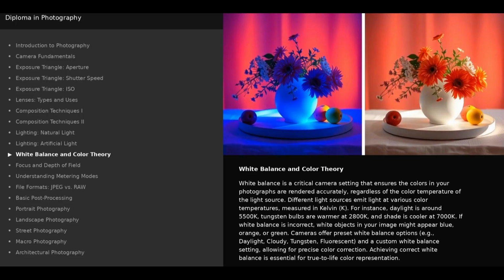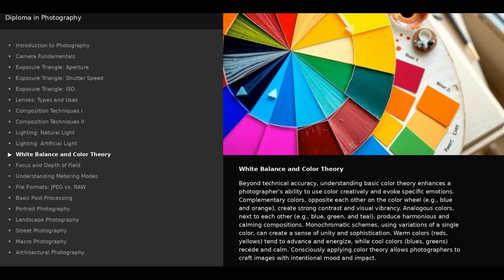Cameras offer preset white balance options, for example, daylight, cloudy, tungsten, fluorescent, and a custom white balance setting, allowing for precise color correction. Achieving correct white balance is essential for true-to-life color representation. Beyond technical accuracy, understanding basic color theory enhances a photographer's ability to use color creatively and evoke specific emotions.